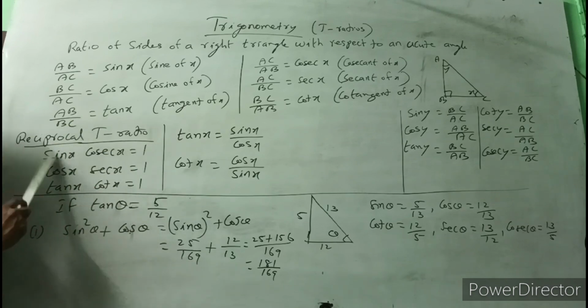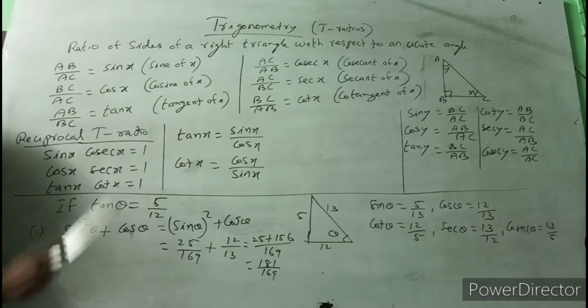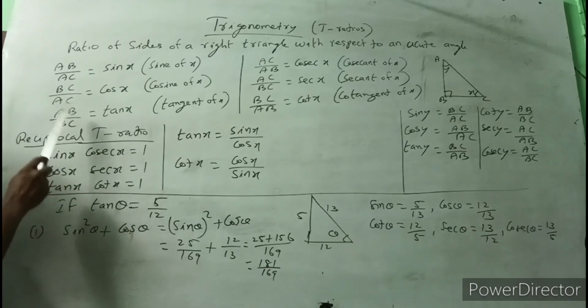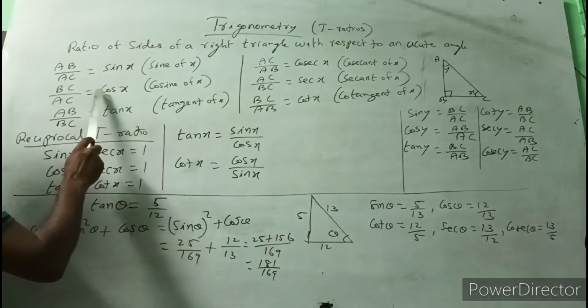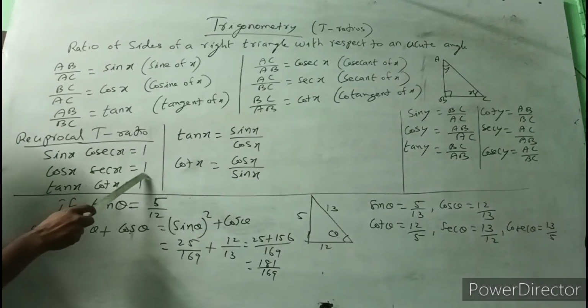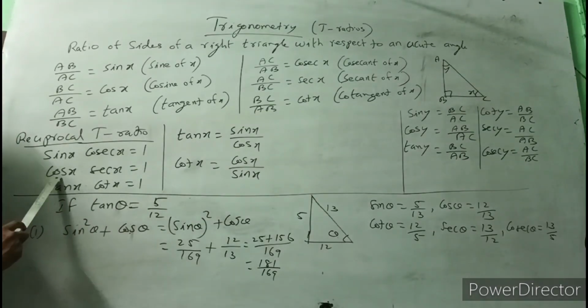Similarly, cosec x is equal to 1 upon sin x. One is the reciprocal of the other. In a similar way, cos x and sec x: you may see BC upon AC and here AC upon BC. So the reciprocal of cos x is sec x, so we may write sec x as 1 upon cos x. Also, cos x is equal to 1 upon sec x. At any stage you can write this.